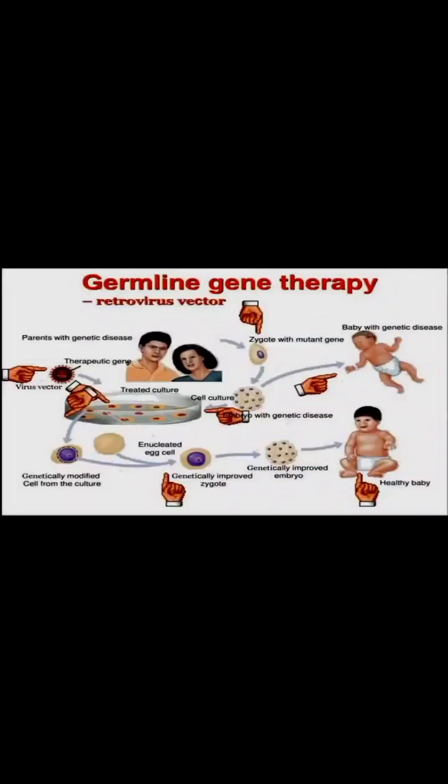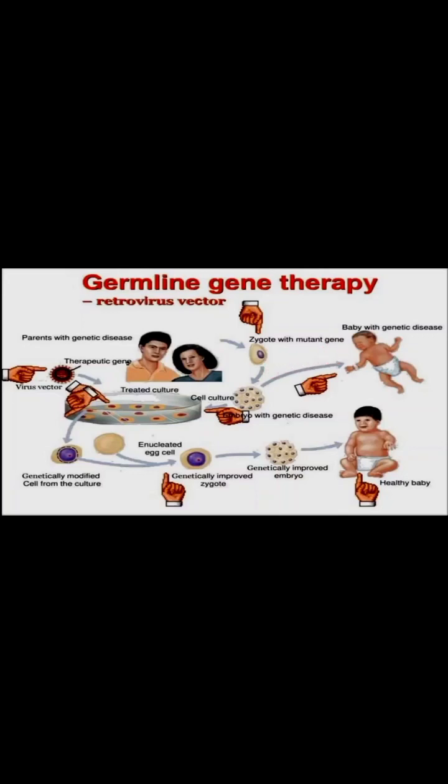Next, germline gene therapy. In this slide, we see the procedure: how a therapeutic gene is introduced in a germ cell. First of all, on one side of the slide, we see the patient couple have a mutant zygote, and if it grows further, it ultimately leads to the death of the baby.